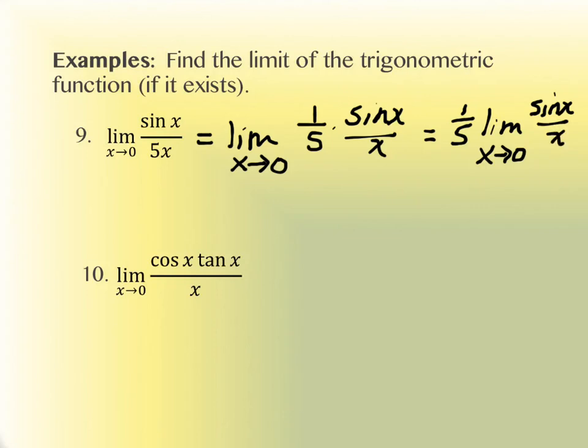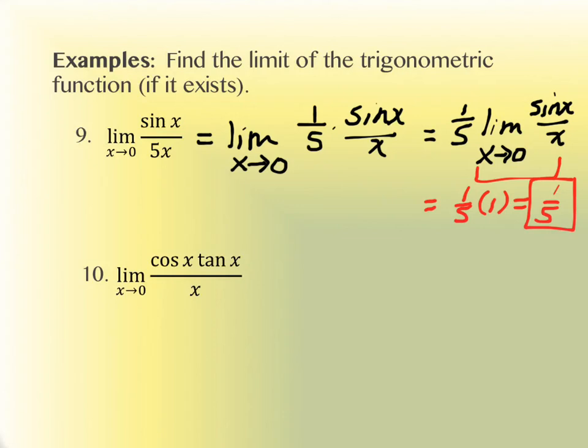Why would I want to do that? Yeah, I can use that special limit because what is this piece at the end? 1. That limit value is 1. So this equals 1/5 times 1, which is just 1/5. Okay, so we're trying to make use of the facts that we know, and that's a way to do that. What are we going to do in number 10?